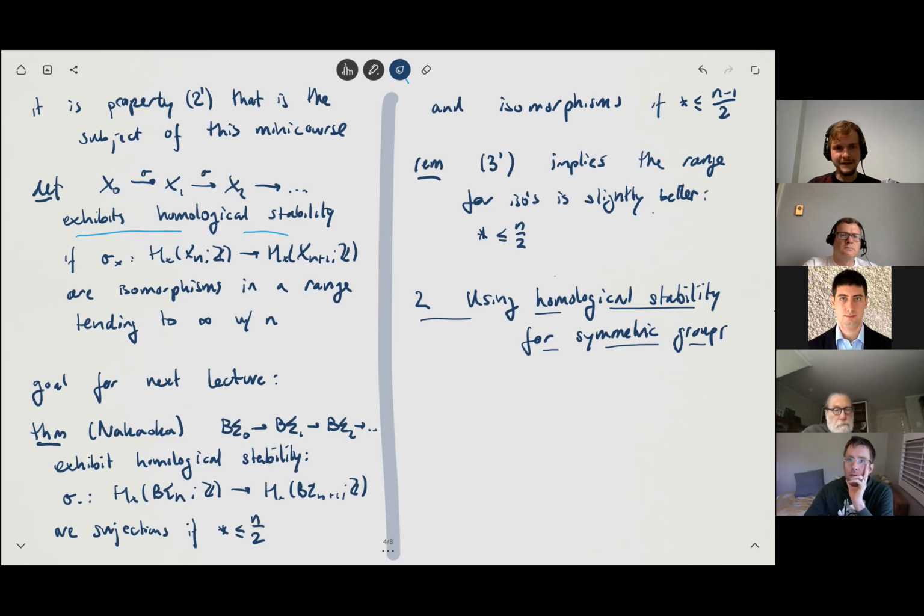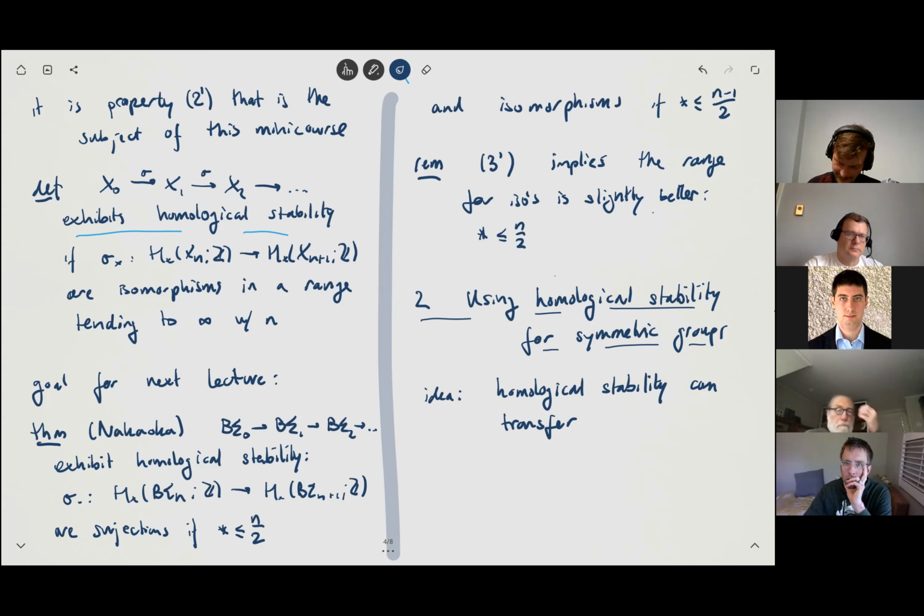Now, the examples that I'm going to give here are going to be things you can prove maybe with other, more elementary methods. But for other sequences of groups or spaces, there's similar applications of homological stability that I don't know a different proof for. So these things do serve as blueprints for other applications. And they will all have to do with the following idea. It's that homological stability can transfer information from finite n to infinite n and vice versa.